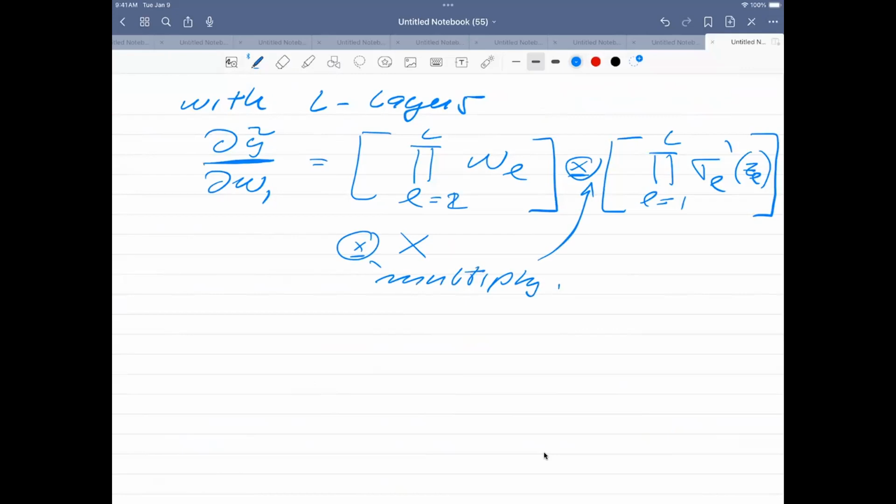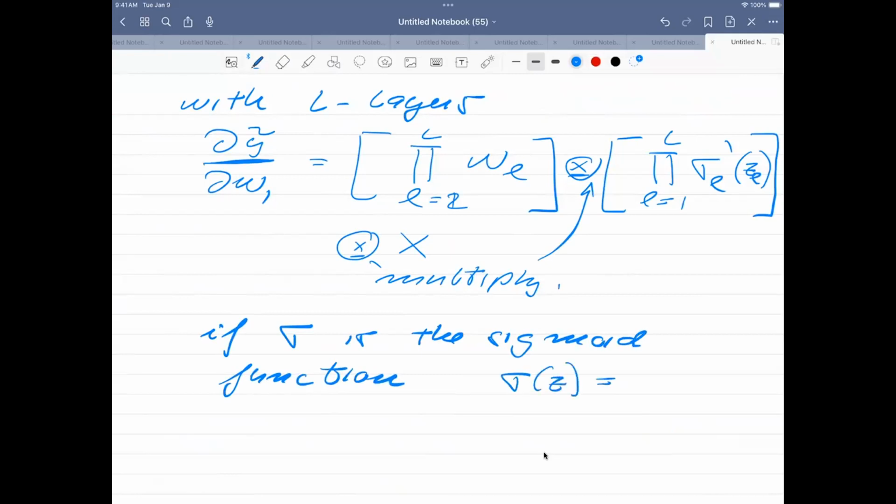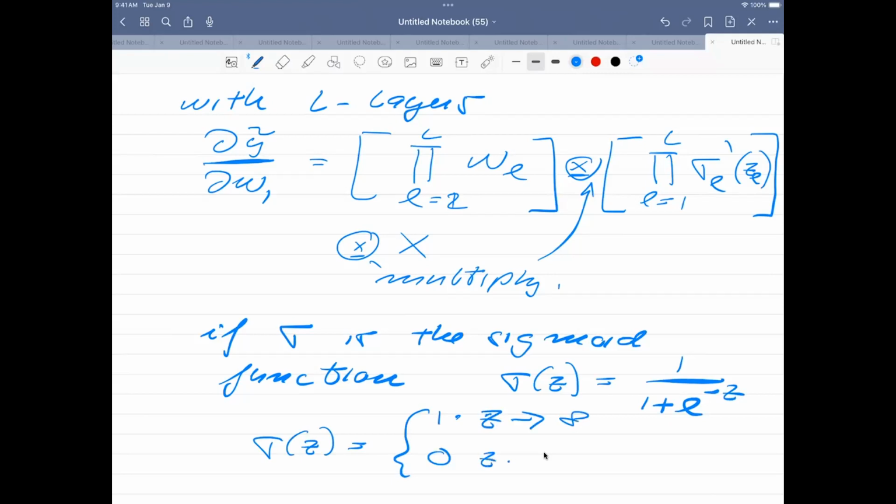Now, what you see here is that if this sigma is the sigmoid function, the sigmoid function takes the following mathematical expression. Sigma of z is 1 divided by 1 plus e to the minus z. This takes the value 1 when z goes to plus infinity and 0 when z goes to minus infinity. So what it means is the following.